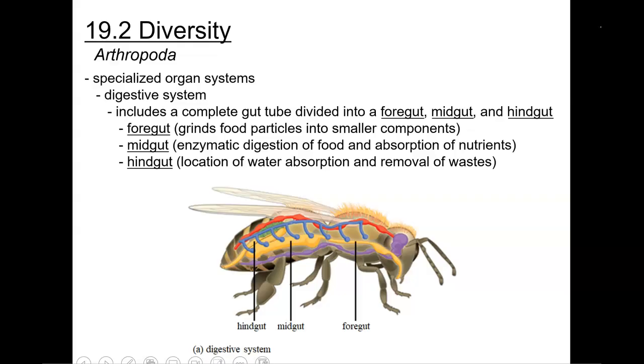Next, we go to the digestive system. This includes a complete gut tube that's divided into a foregut, midgut, and hindgut. And you can see that here in the picture below. The foregut grinds the food particles into smaller components. The midgut is the location of enzymatic digestion of food and absorption of nutrients. And then the hindgut is the location where water absorption and removal of waste occurs.